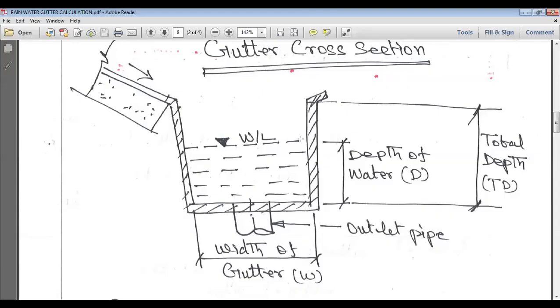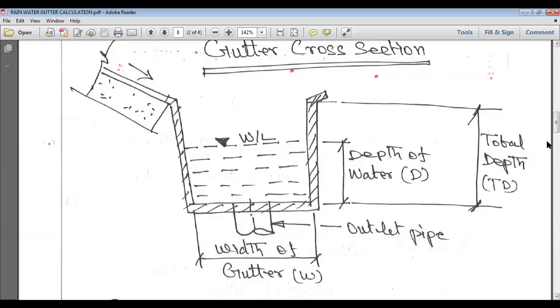After the depth of the water, some depth we have to leave as free board. Then only the overflow will not happen. Otherwise, if you calculate exactly, the overflow will happen. Overflow should not be allowed. So that's why we have to put some idle depth as free board. So we will put 60 mm, 100 mm, according to the requirement. This is the typical gutter section nomenclature. You have to keep this in mind.